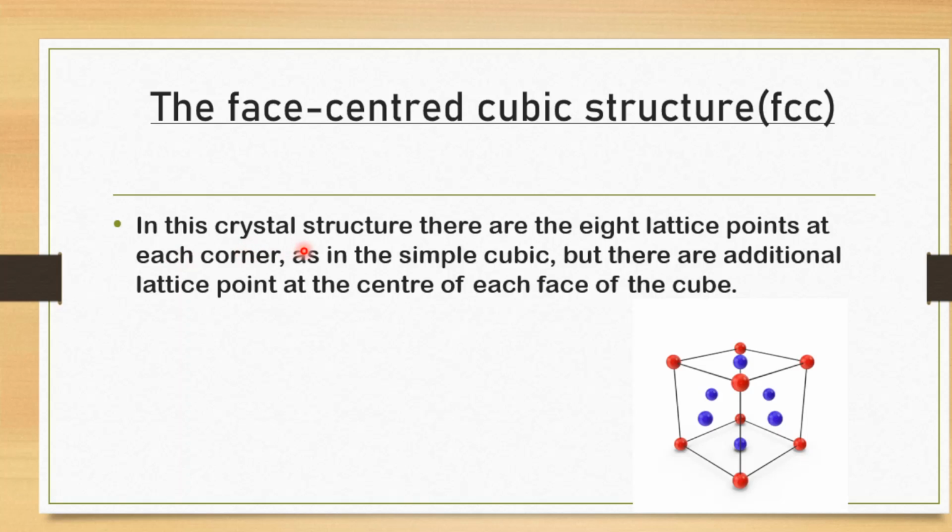In this crystal structure, there are the 8 lattice points at each corner as in the simple cubic, but there are additional lattice points at the center of each face of the cube.